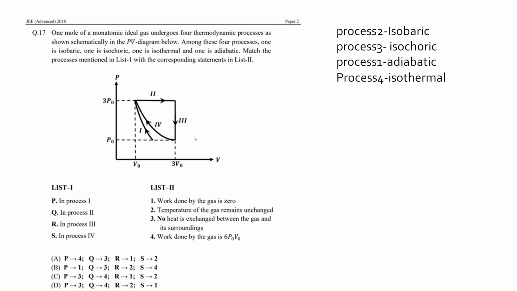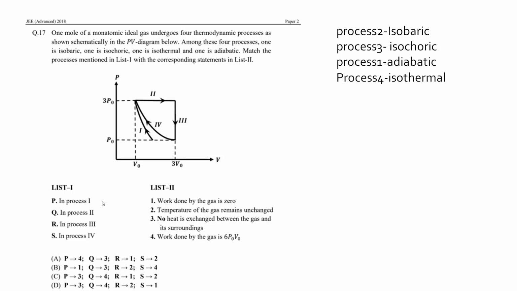So I am repeating once again that as 1 has more slope here, and we have already discussed that adiabatic has more slope than isothermal, therefore process 1 represents the adiabatic process and process 4 represents the isothermal process. So now we have to match these things to list 2 based upon the information which we have here.